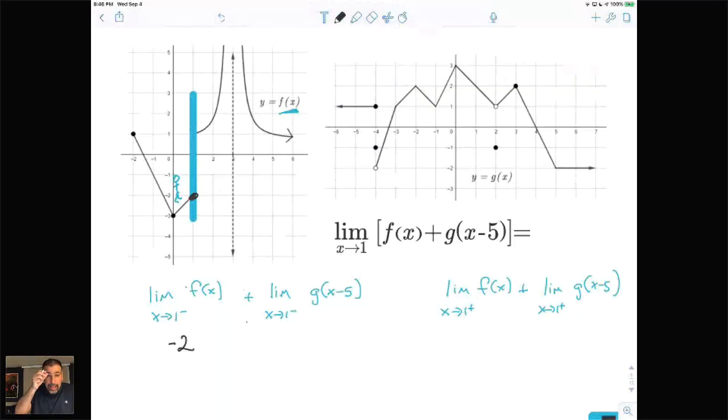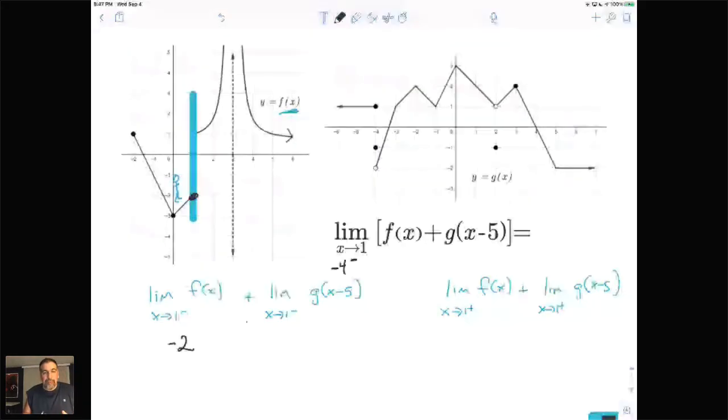Okay. Now, for the other one, the limit of g of x minus 5, this one's a little trickier, because we've got a shift going on. The way I like to think of this is, if x is going to 1, then x minus 5 is really going to -4. So I'm approaching -4 from the left on this problem because of the shift.